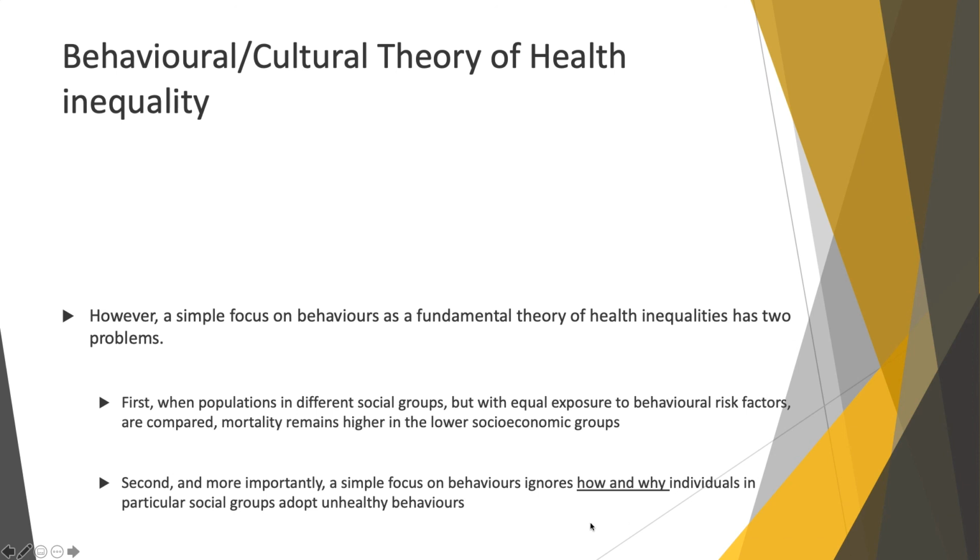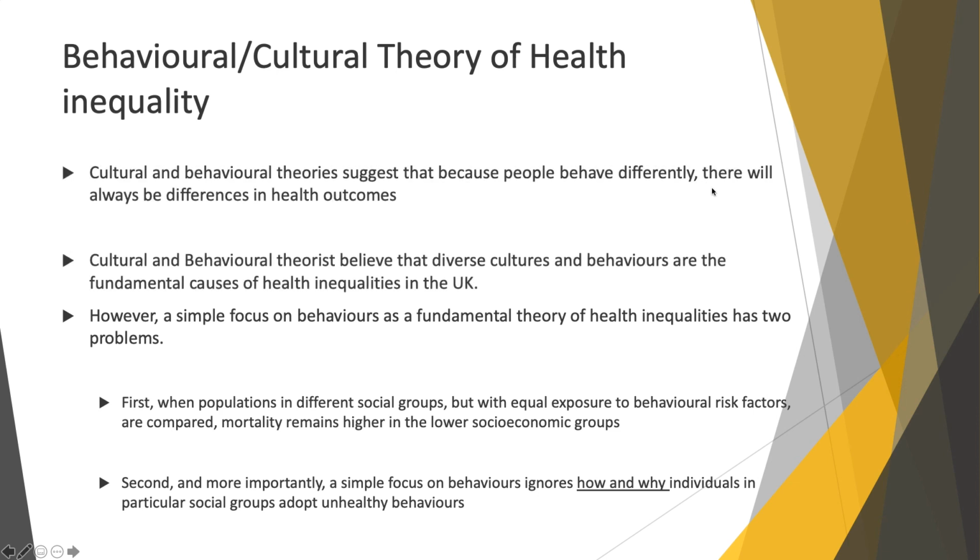So to recap, the behavior / cultural theorists believe that the UK is extremely diverse. We have people from different cultures, different backgrounds. Culture will always determine how people behave, and how people behave will determine whether they have good or bad health. Flaws with this is that irrespective of behavior, a person with more money will have better health, and this theory ignores the how and why people behave a certain kind of way.